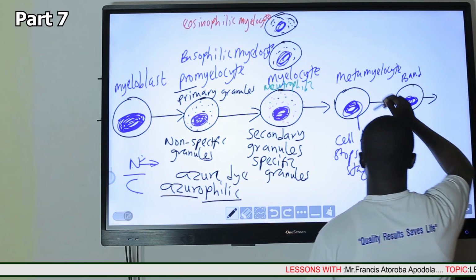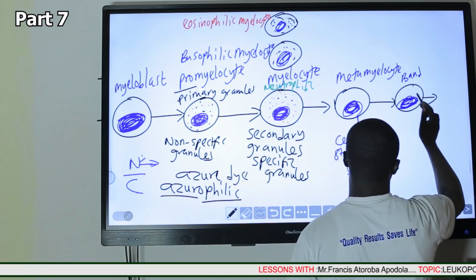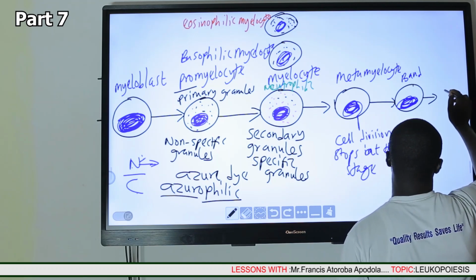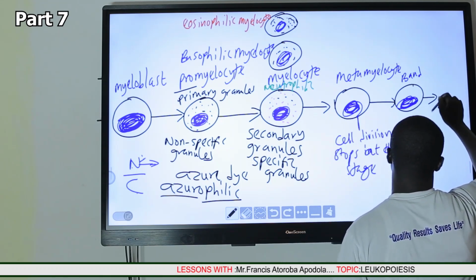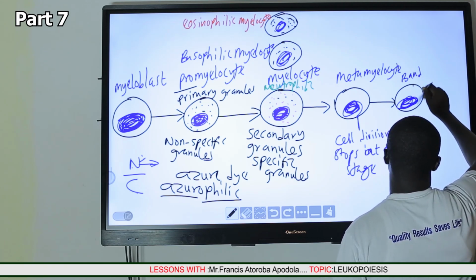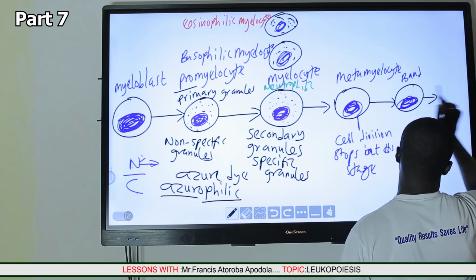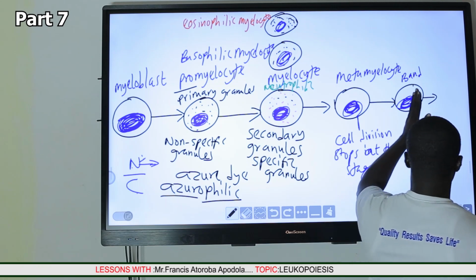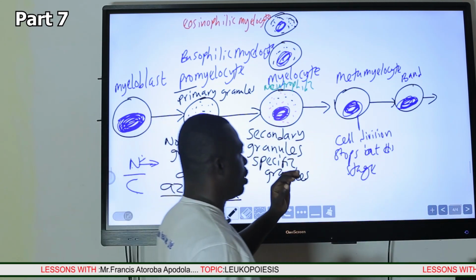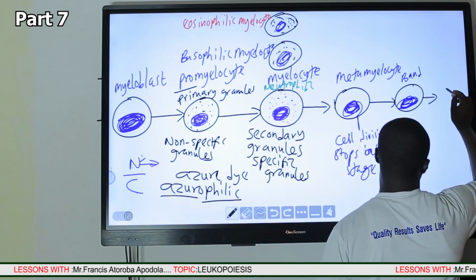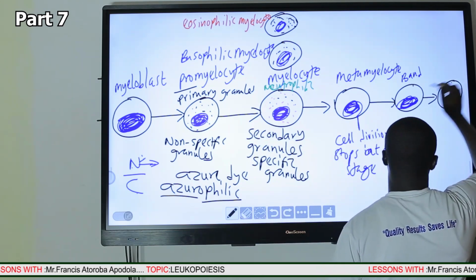At the band stage there was an indentation. With further indentation, we now get a segmented cell, or the mature cell. So the band undergoes maturation a bit and is released into the circulation. The band actually spends part of its life in the bone marrow and part of its life in circulation. Then they transform into mature white blood cells.